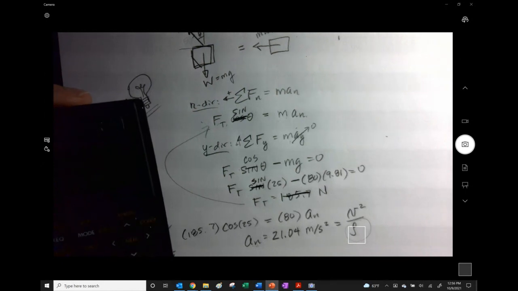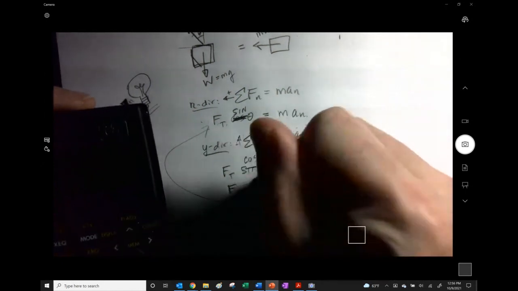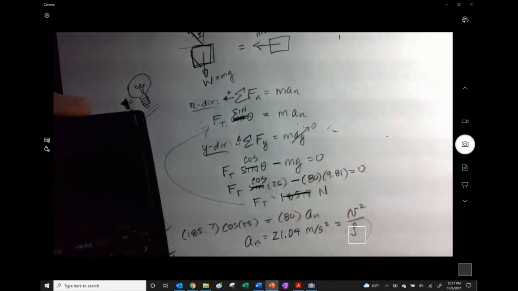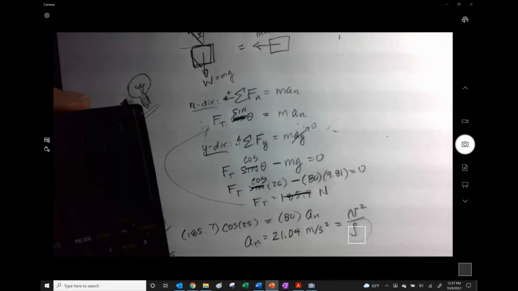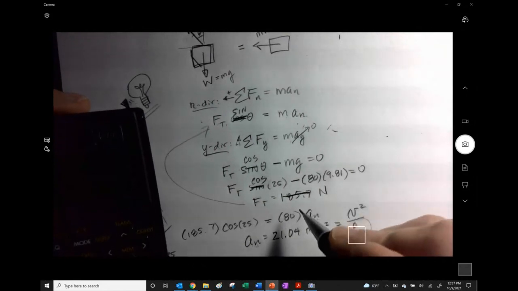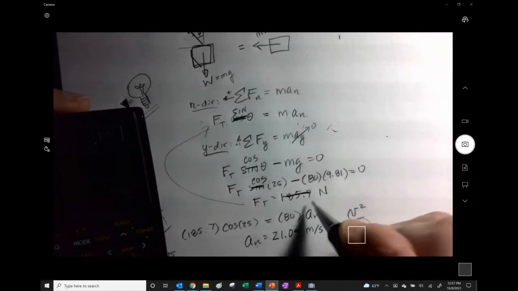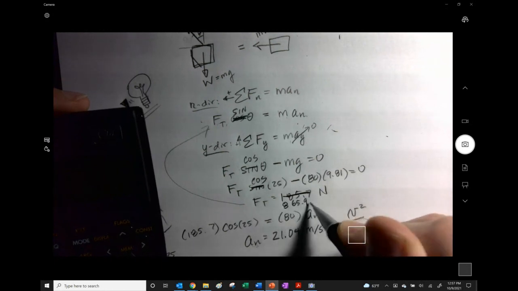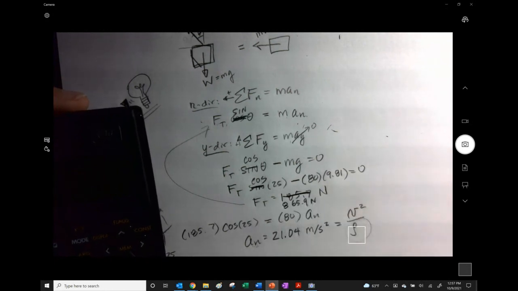Boom, and then I'm going to take the... I just said cosine. Why did I do that? I'm losing my mind. Sorry, cosine of 25. There you go, cosine 25. And divide it out, and I get 865.9 newtons. That's a lot.